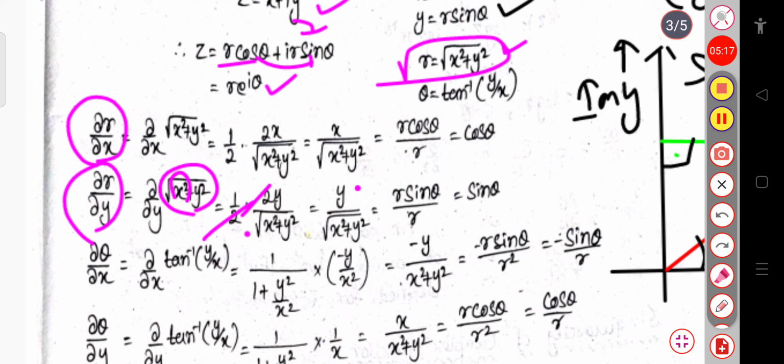The value of y is r sin θ, so y equals r sin θ divided by √(x² + y²), which is r. Then r gets cancelled, and the remaining term will be sin θ.